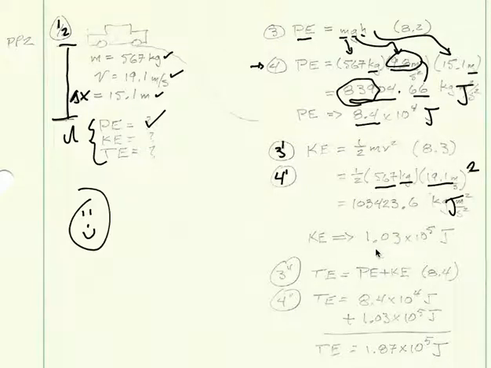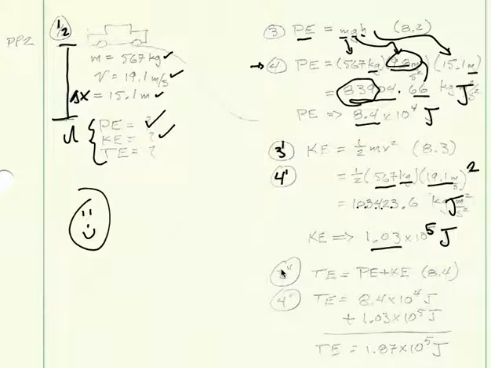So when I limit myself to 3 sig figs, I get 1.03 times 10 to the 5th, right? We moved it 1, 2, 3, 4, 5 places. That's how we got this 10 to the 5th. And we are in joules. Hallelujah. 2 out of 3.